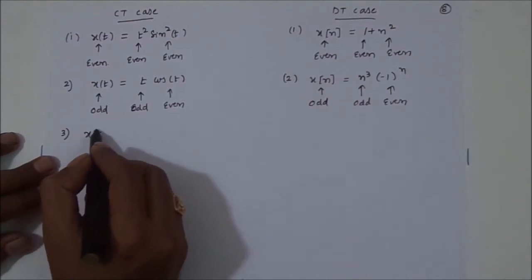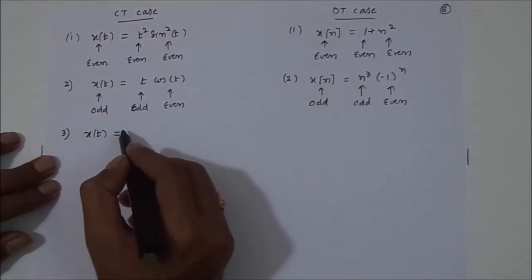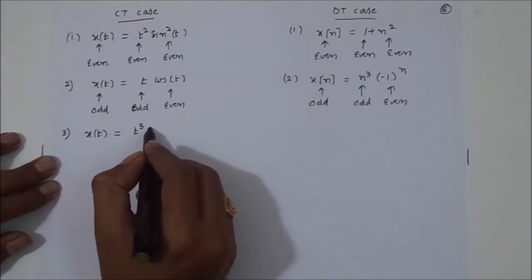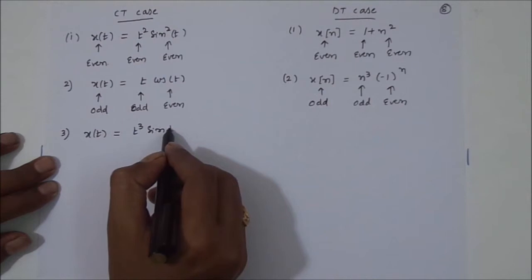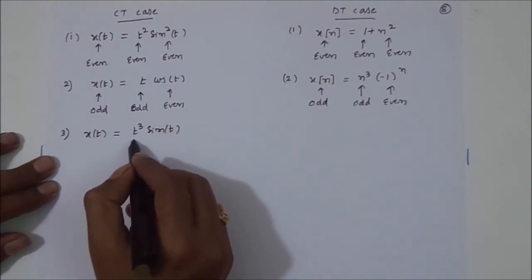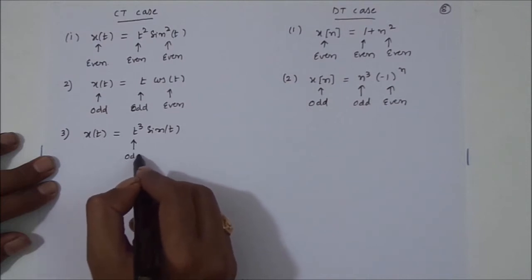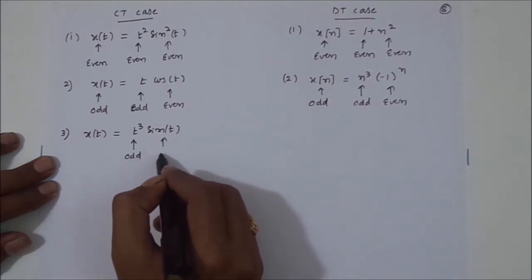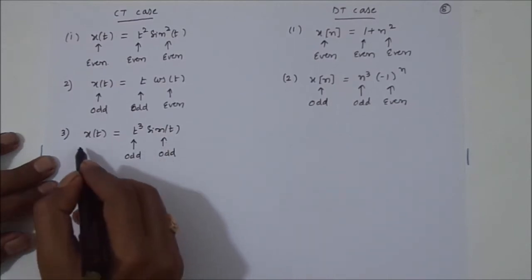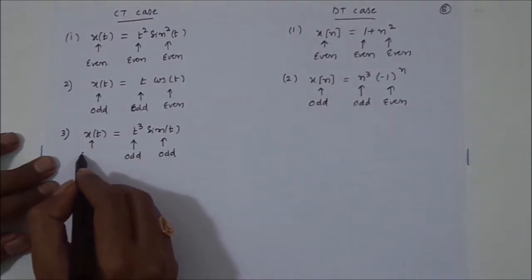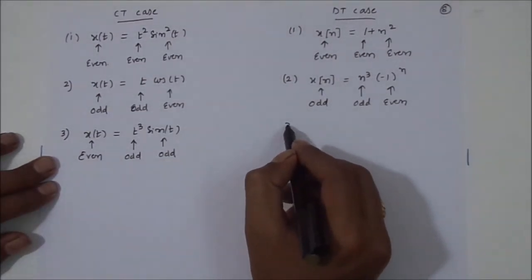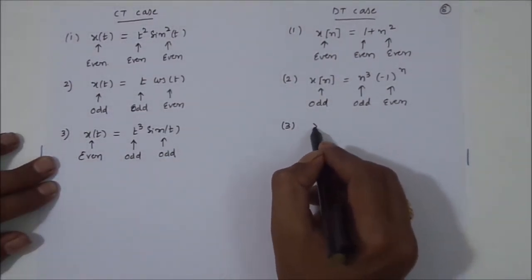x of t is equal to t cube sin t. So here t cube is odd and sin t is also odd. If you multiply two odd signals, the resulting signal is an even signal. So what example will we take for a discrete time case?